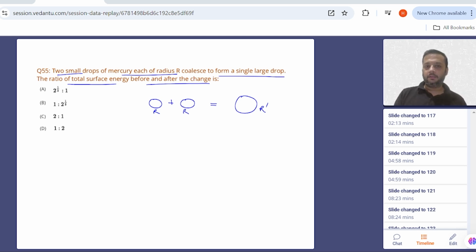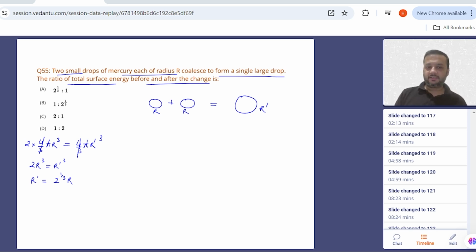Okay. Now, first we can conserve the volume because total volume will remain constant. So volume of the one small ball was 4 by 3 pi r cube, and we have got two such balls. That will be the volume of the bigger ball. So 4 by 3 pi r dash cube. From here 4 by 3 pi will get cancelled, and we get 2 r cube as r dash cube, which means r dash will be simply 2 to the power 1 by 3 into r.